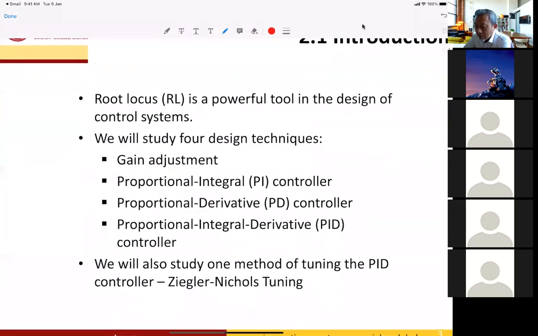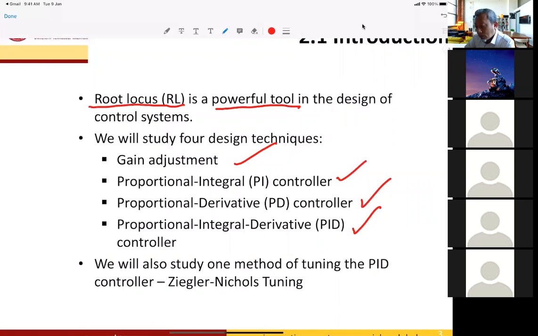So as you know that in this PID controller design, we will use root locus as the baseline to design the controller due to the fact that root locus is a powerful tool in the design of control system, okay, using a graphical method. So we will see 4 design techniques which are listed here: gain adjustment, PI controller, PD controller, and PID controller.